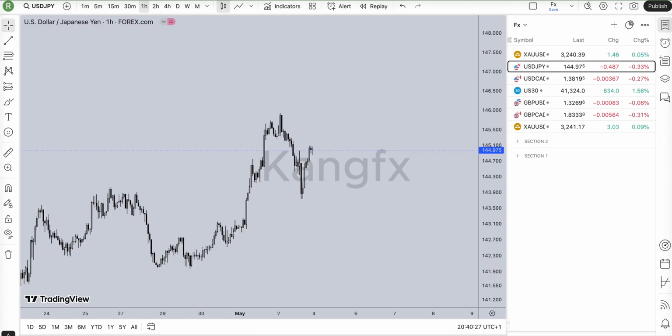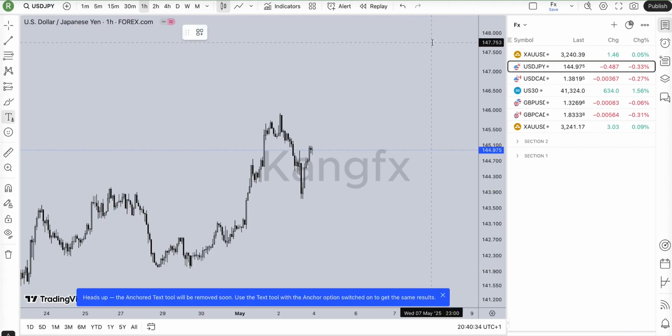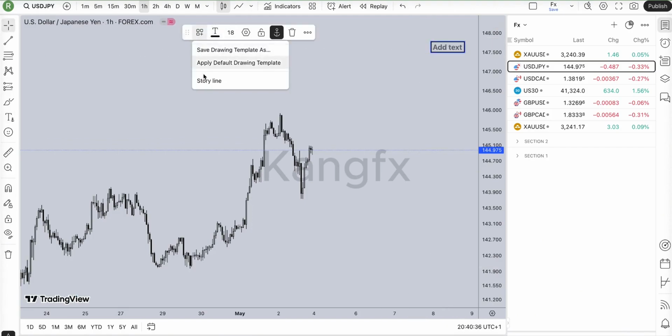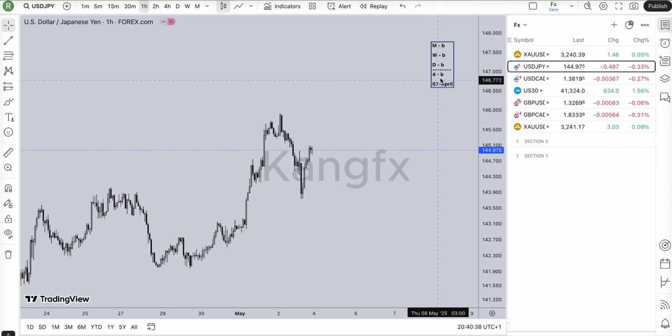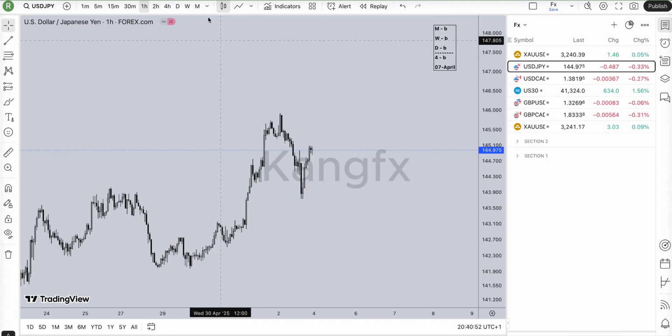So first of all, I'll keep this. Then I save this. I'll just type it, then load it, storyline. Now this is what you're going to have also. I have there the monthly, weekly, daily. This 4 hour just optional. Then the date here is for me to know the last time I updated my analysis.